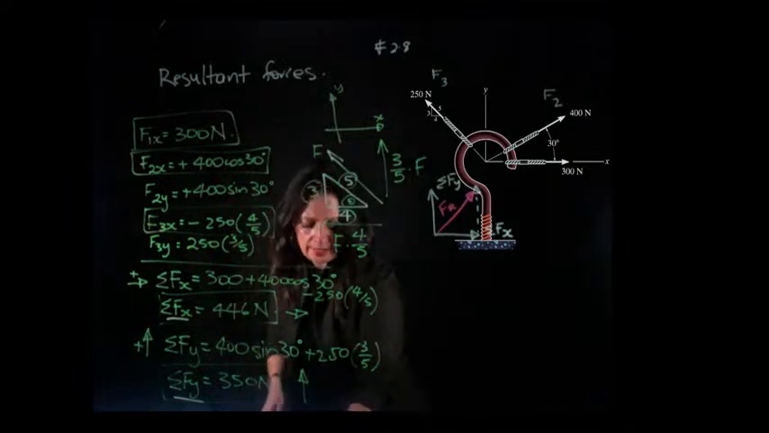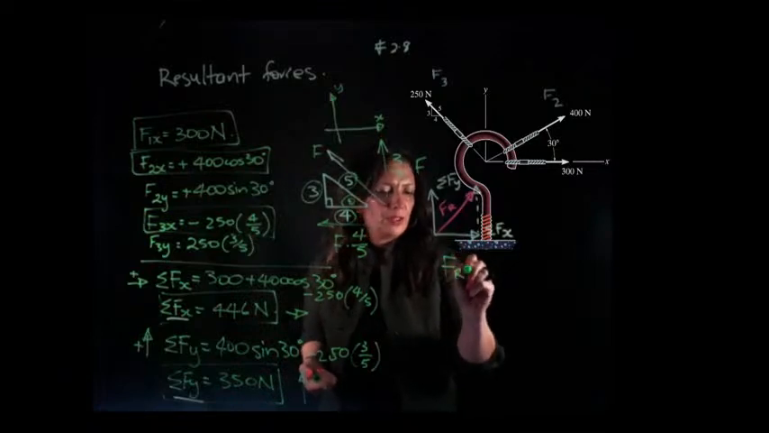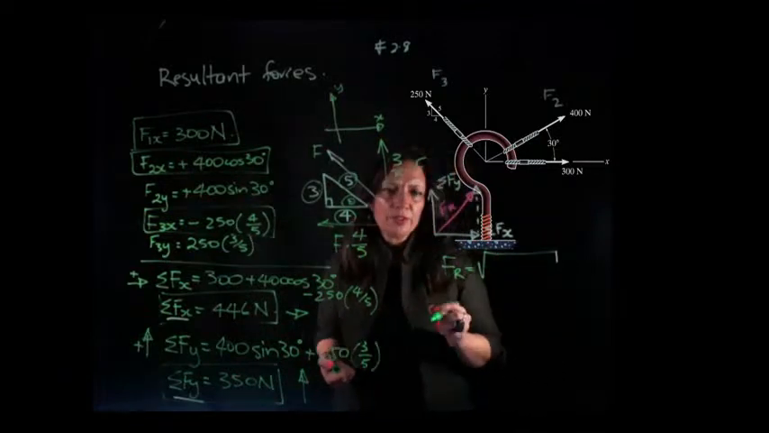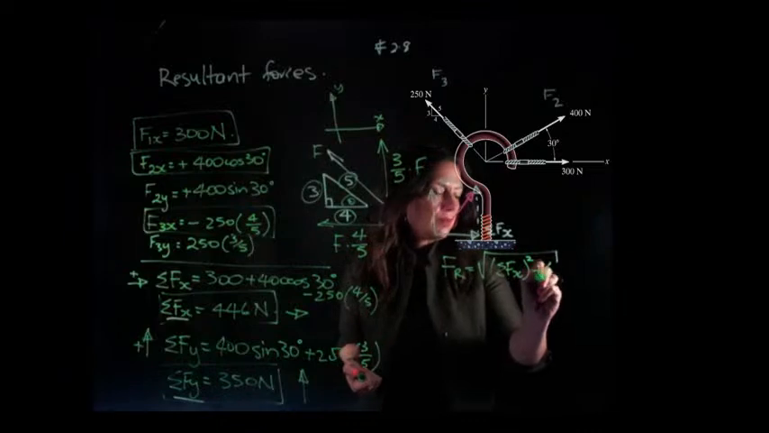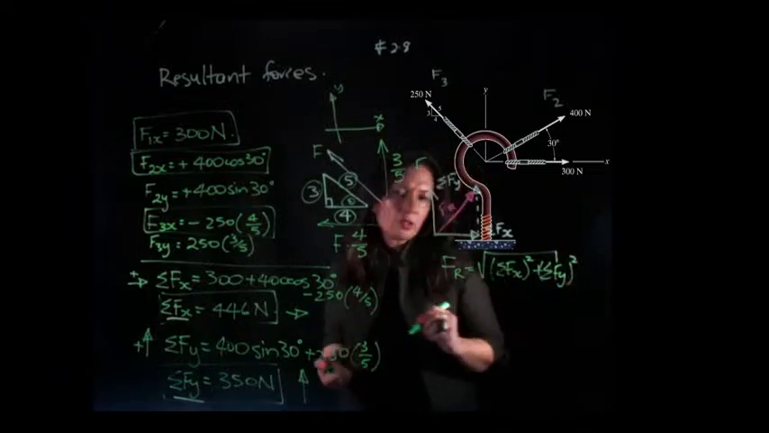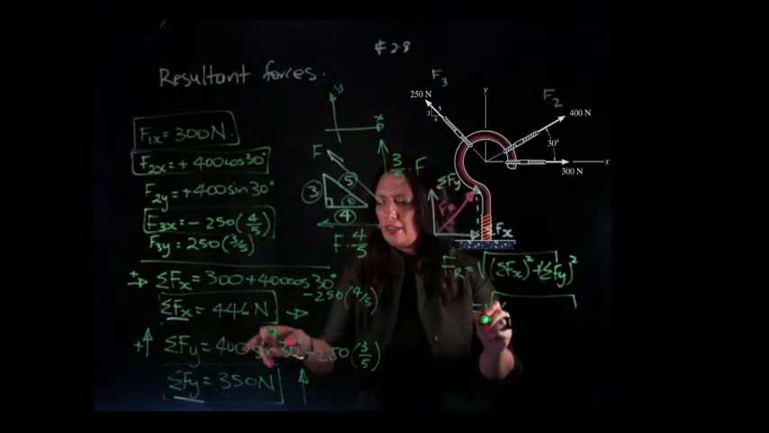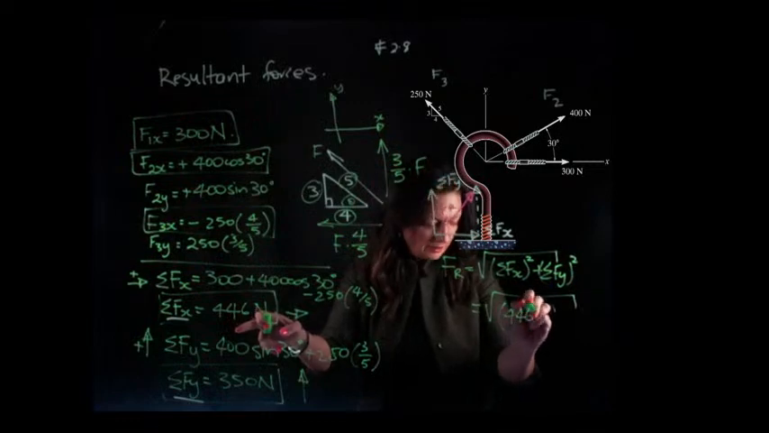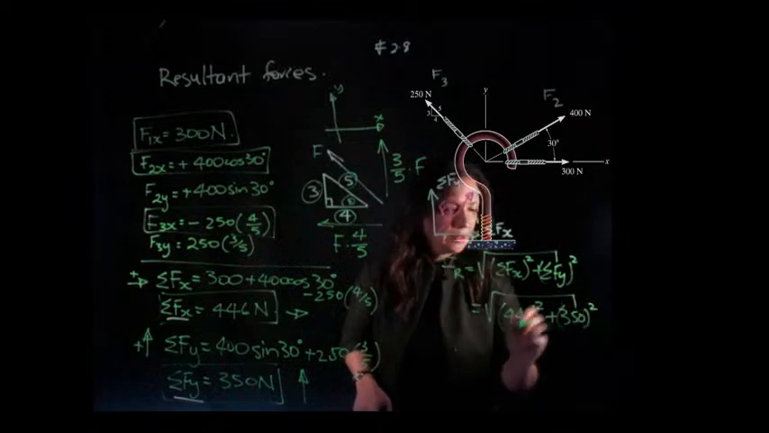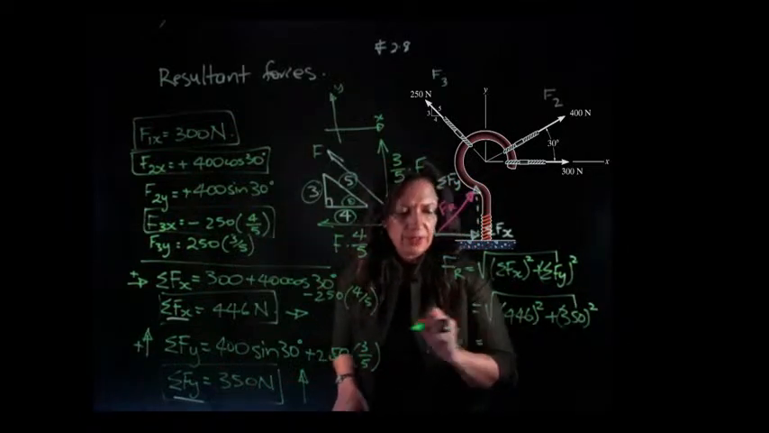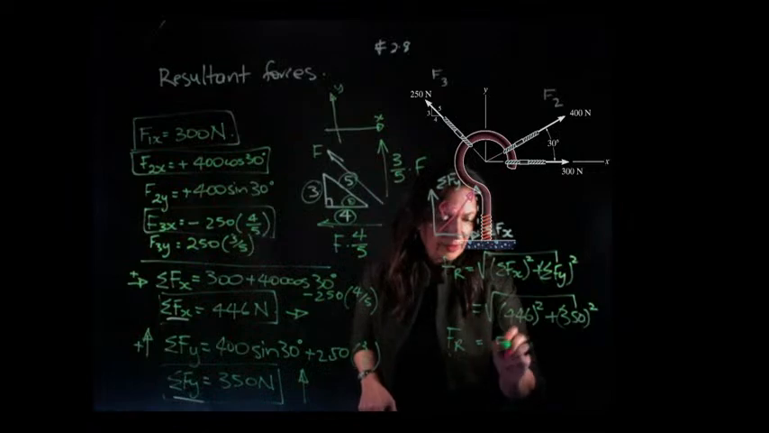Yep. Now we can say that my resultant force is going to equal the square root of the sum of the forces in the x direction, all squared, plus the sum of the forces in the y direction, all squared. And just expand that out. So we're going to have 446 squared plus 350 squared, and my resultant force is going to be, I think it's 567 newtons.